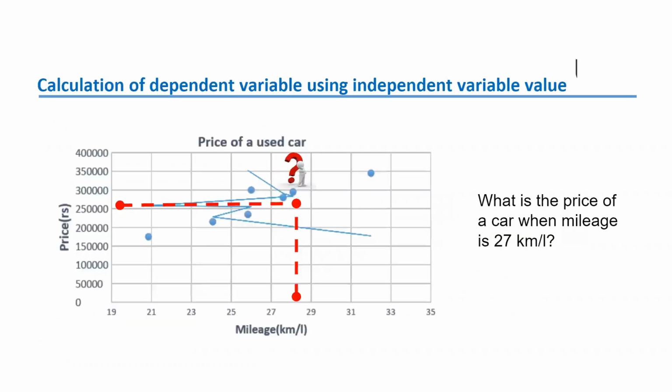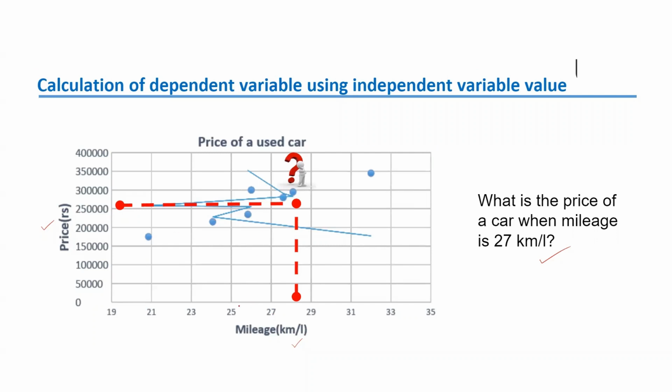Now, how does linear regression work? So let's look into something called calculation of the dependent variable using the independent variable. So the question is, what is the price of a car when the mileage is 27 kilometers per liter? And for that, we will plot a graph between mileage and price. We will plot a diagram between mileage and price. So if the mileage is, say for example 20, our car price is somewhere around 1.9 lakhs. If the mileage is 23.24, the price is say 2,50,000 or 2,30,000, for example.